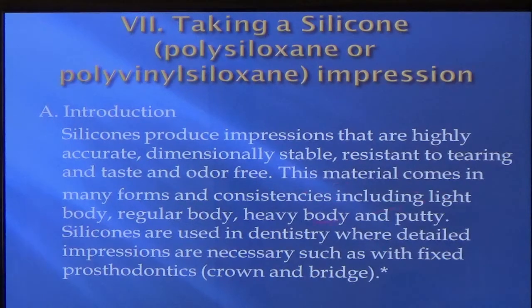The material comes in many forms and consistencies. There's a regular body, heavy body, and Mike comes down from GC and brings all his stuff when we do our materials, and he'll demonstrate some of the different materials that are used. But we need very high accuracy for crown and bridge.